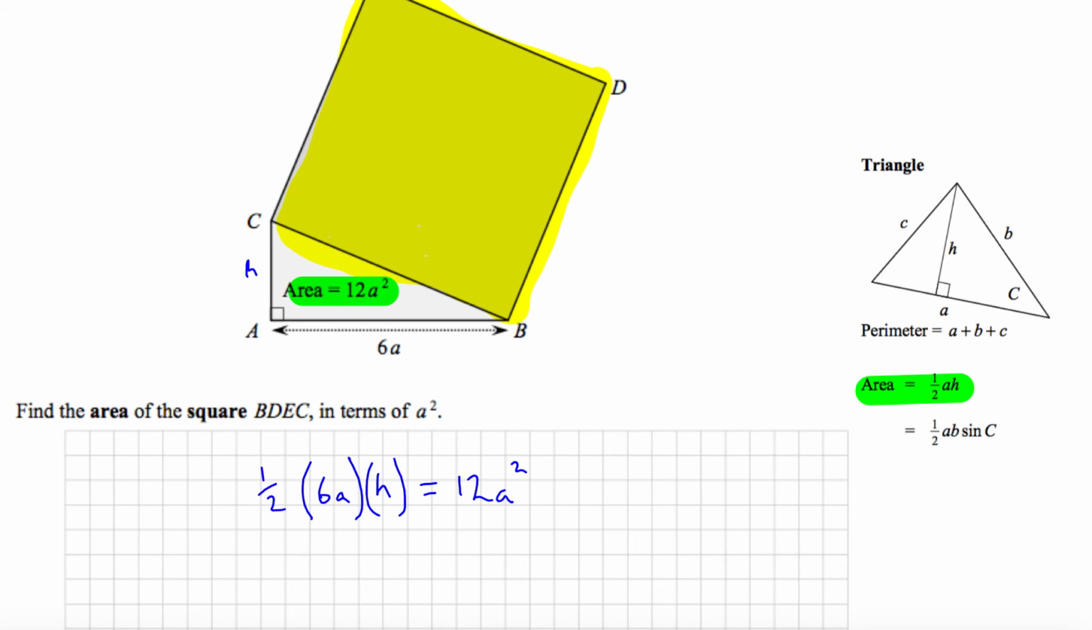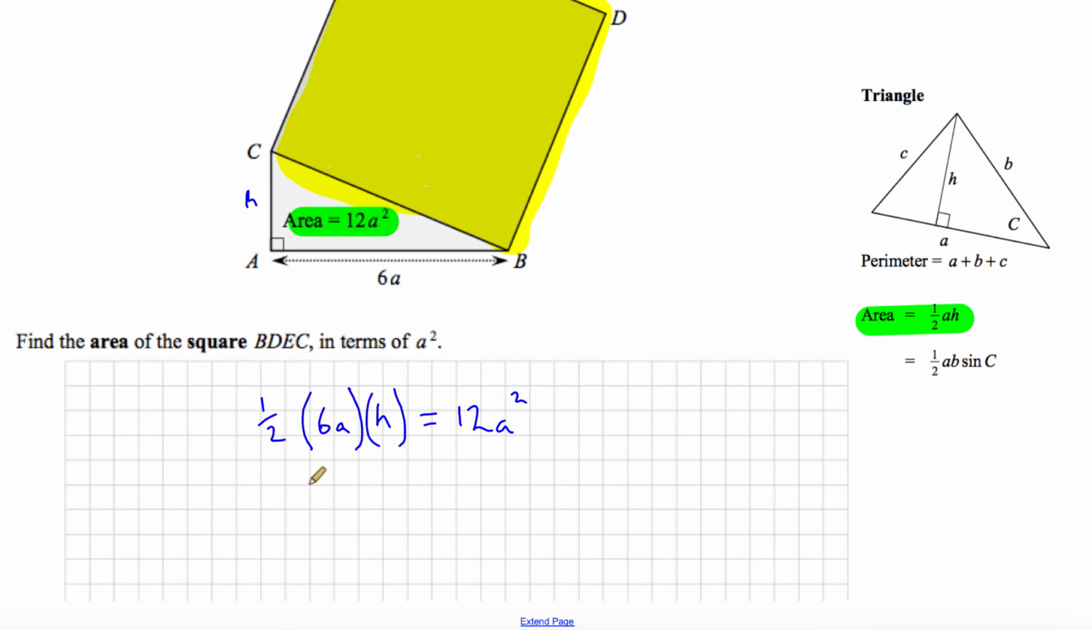So first thing I'm going to do here is double both sides to get rid of the half. So when I double both sides, I'm left with 6ah is equal to 24a squared. Double the half becomes 1, and double this gives that.